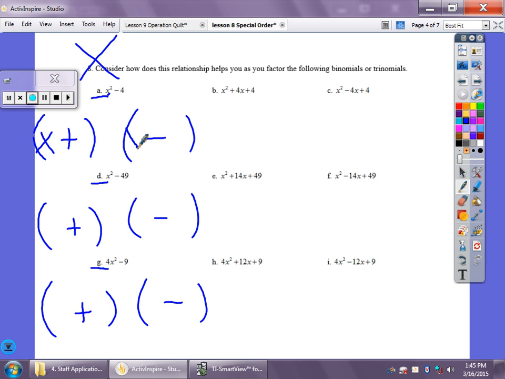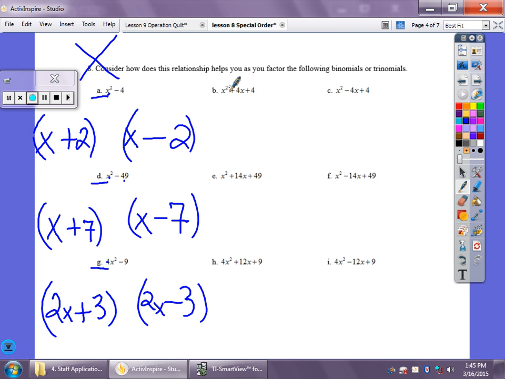So how do I make an x squared? With an x and an x. How do I make a 4? With a 2 and a 2. How do I make an x squared? With an x and an x. How do I make 49? 7 and 7. How do I make 4x squared? 2x, 2x. How do I make 9? 3 and 3.